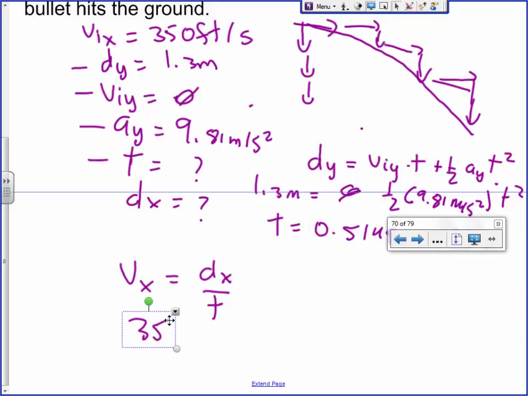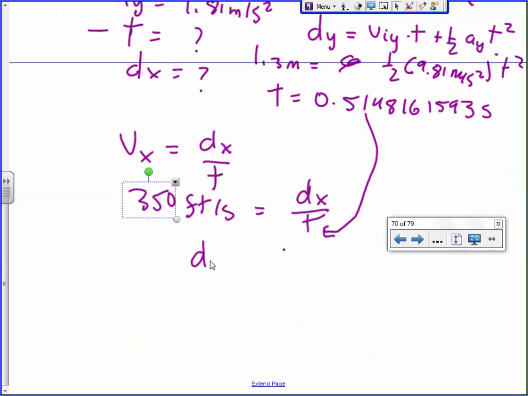You travel 350 feet per second. We want to know how far it travels in x, but we know that this time value is coming from right there. So use that exact number times 350, and that'll tell you how far the bullet will go. I got 180. Just the units are in feet, that's all.